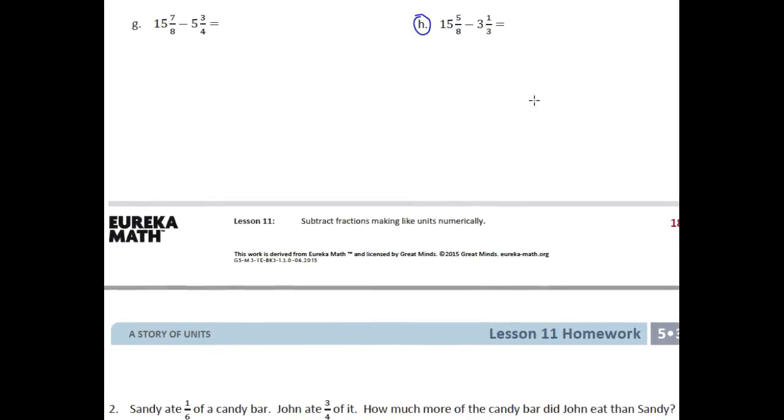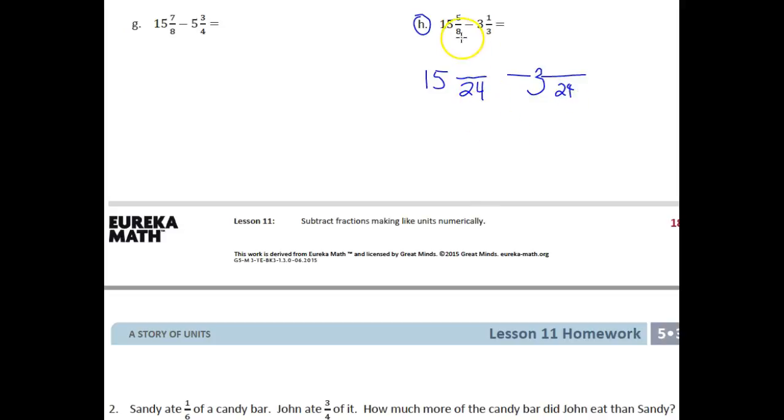Here we are, and this time we've got 8 and 3, and we think about 8 times 2, 16. 8 times 3 gets us 24. And that is a 3, so that must be where we're headed, right? So we're going to keep our 15, and we figured out we're going to have a common denominator of 24. And what are we taking away? We're taking away 3, it's our big whole number, and something 24ths.